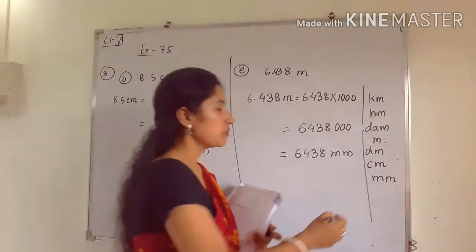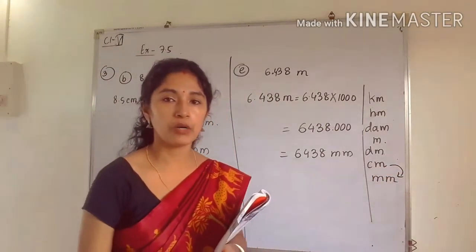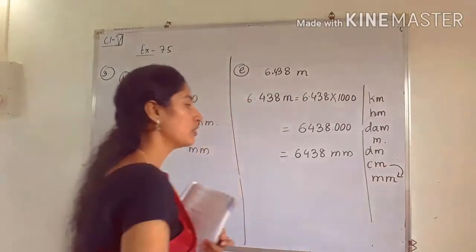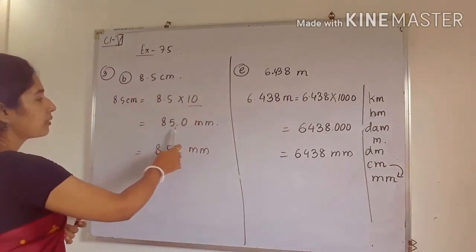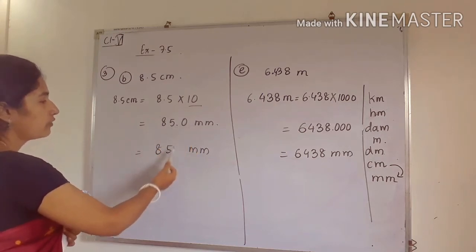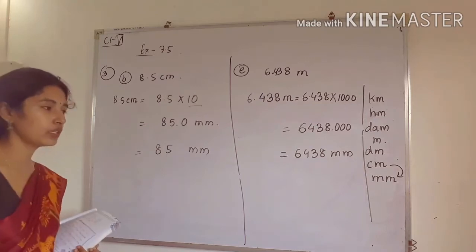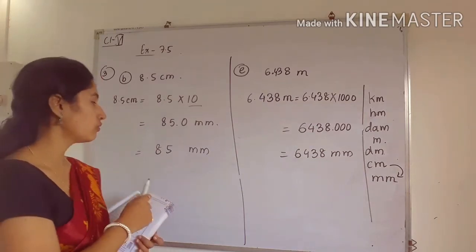So see, centimeter to millimeter, that means you have to go down, and when we go down, then we have to multiply, and we are going one step only, so we have to multiply with 10. So 8.5 into 10 will be 85.0. We can also write 85, this will be same. So 85, we have to write the unit. Okay, remember you have to mention the unit. Okay, don't forget to write the unit.